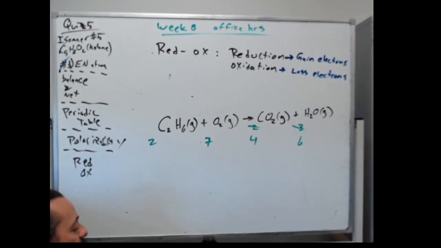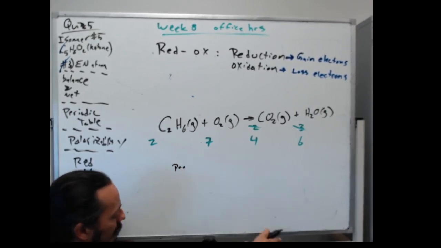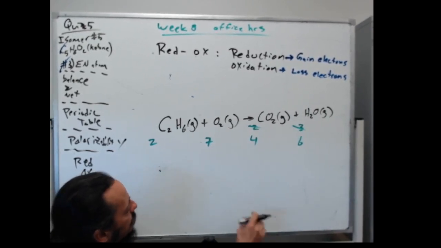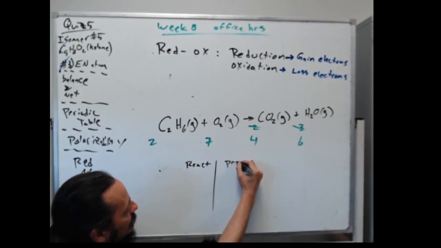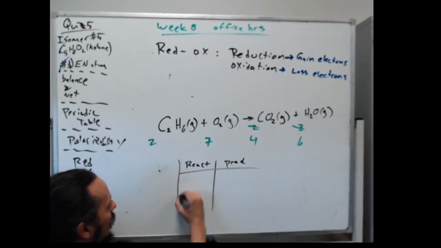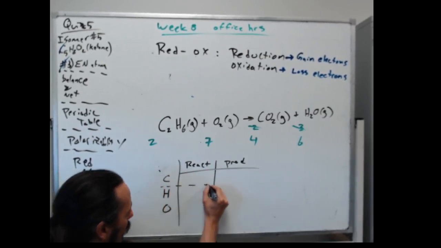Now I'm going to go ahead and do the long table way since people are still working on this, and this was kind of a tricky one. I did it pretty quick, but then I'm going to do my long version of checking. I'm going to have my reactants, I'm going to have my products, and I'm going to check. And I've got carbons, hydrogens, and oxygens. That's all I have to check.